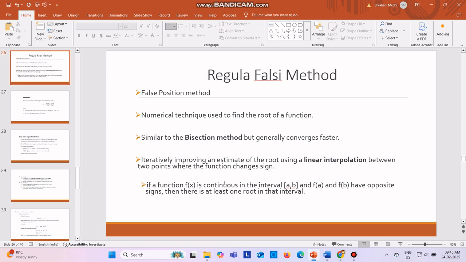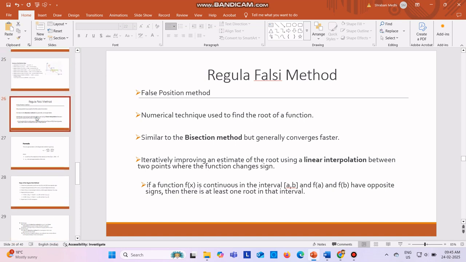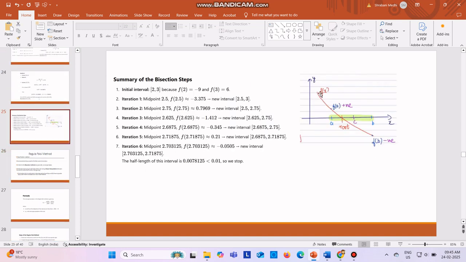One more thing, the function sign should be different. If a function f of x is continuous in the interval [a, b] and f(a) and f(b) have opposite signs, then there is at least one root in that interval. Explaining this, this is a continuous function, and we take the interval a and b. If f of a is positive and f of b is negative, definitely there will be a root between a and b. That's why the signs of f(a) and f(b) should be different.